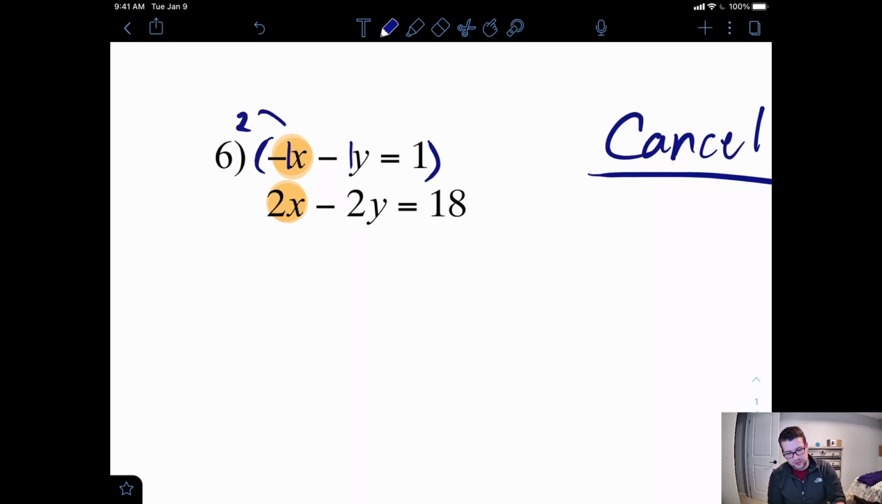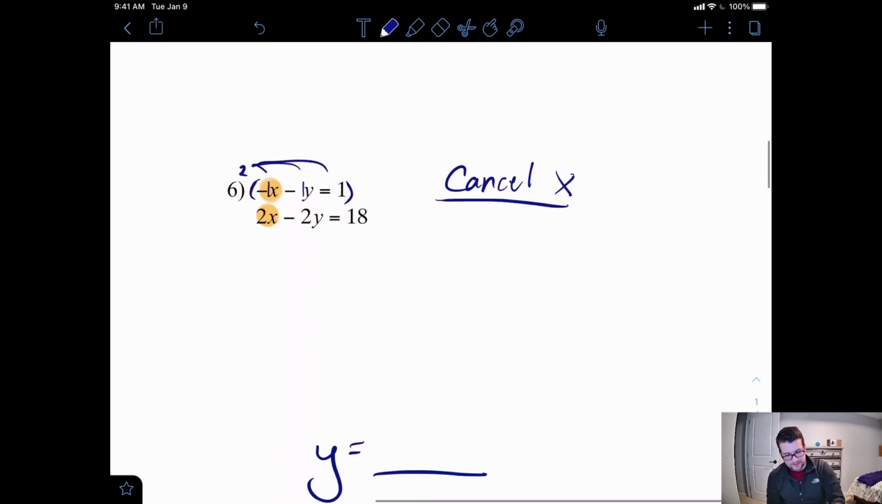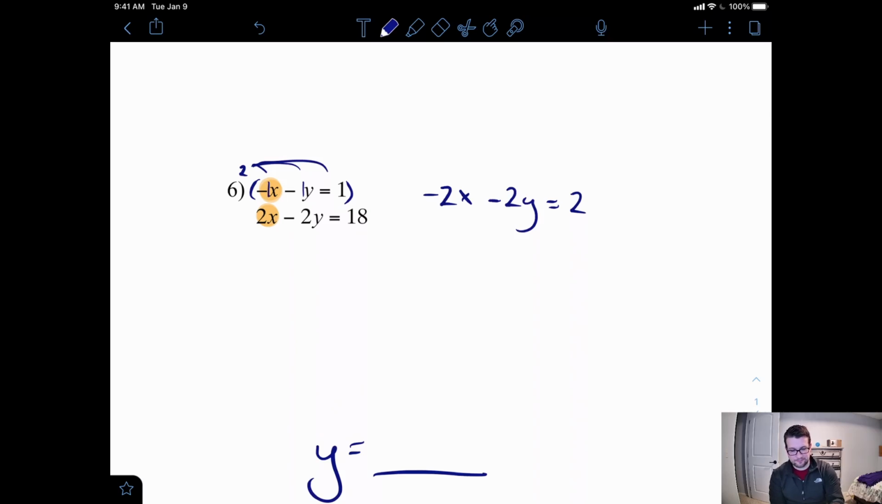So if I were to do that, let me get rid of my words over here, I would have a negative 2x minus 2y is equal to 2. And my bottom equation, since I'm not changing it, is going to stay exactly the same.